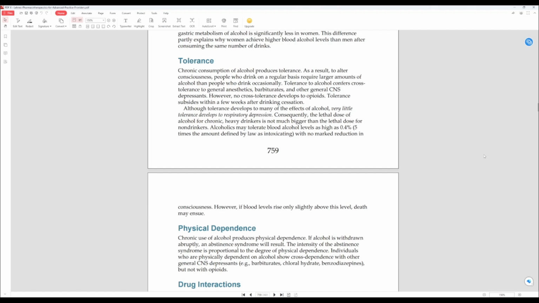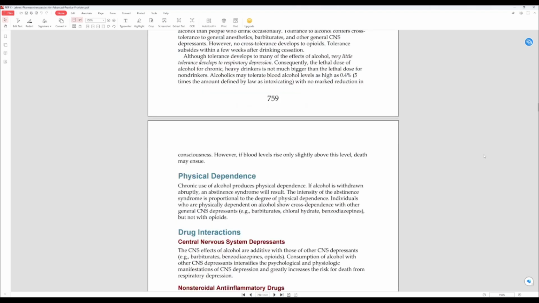Although tolerance develops to many of the effects of alcohol, very little tolerance develops to respiratory depression. Consequently, the lethal dose of alcohol for chronic heavy drinkers is not much bigger than the lethal dose for a non-drinker. Alcoholics may tolerate blood alcohol levels as high as 0.4%, with no marked reduction in consciousness. However, if the blood levels rise only slightly above this level, death may ensue.